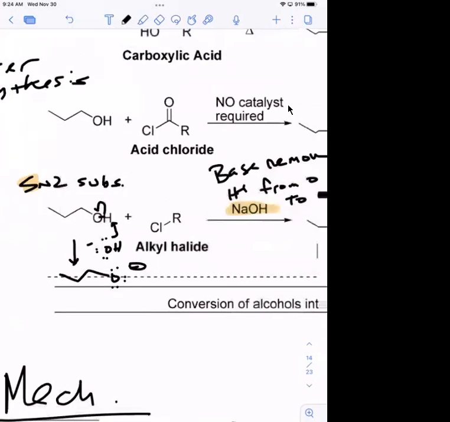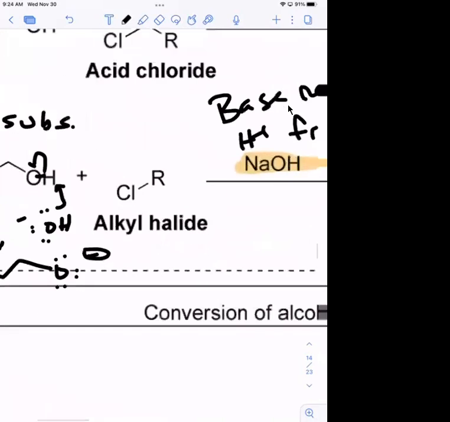When I take that and react it with the alkyl halide, that can be any alkyl halide, I'm just going to do methyl chloride, right? When I react that with that alkyl halide, it's just a simple SN2 type substitution.